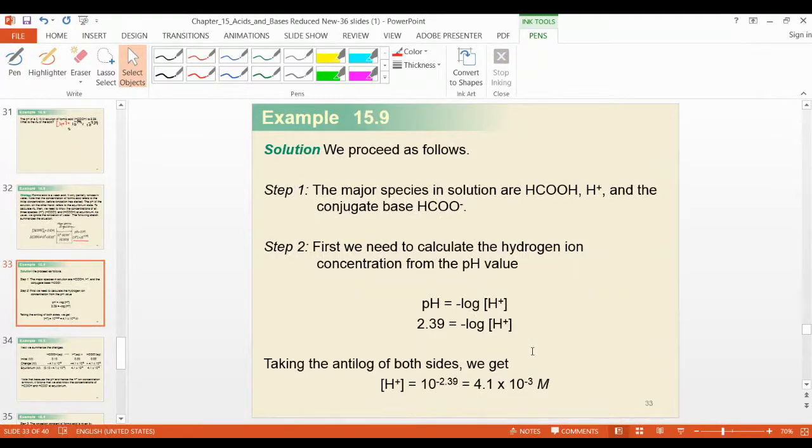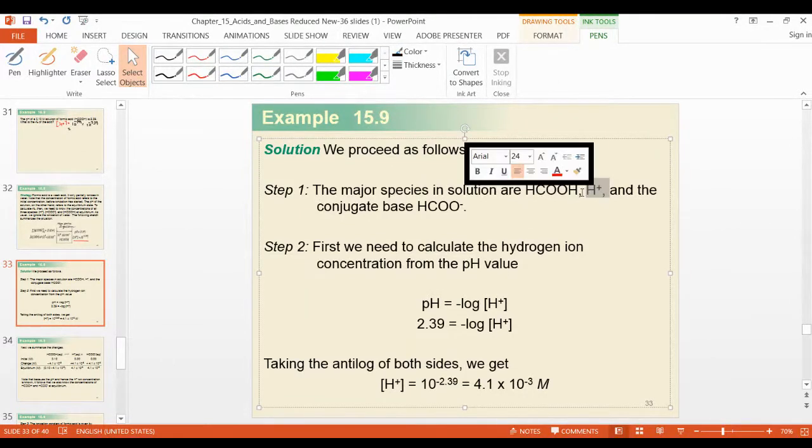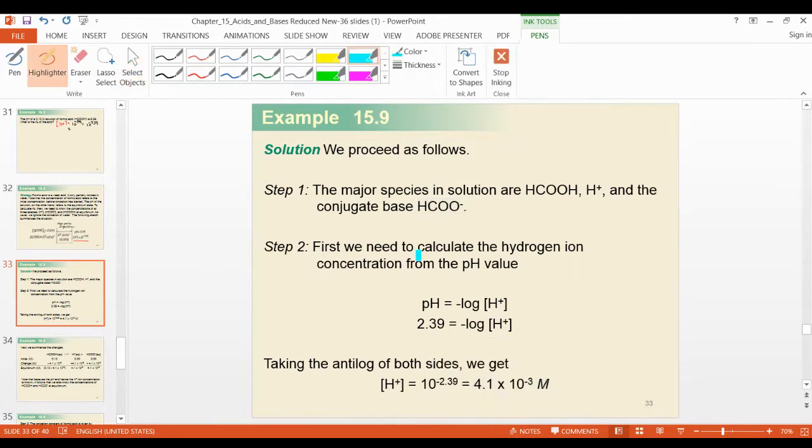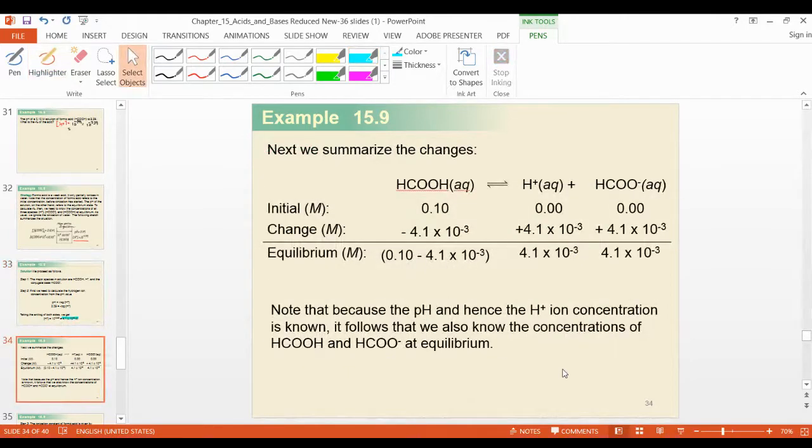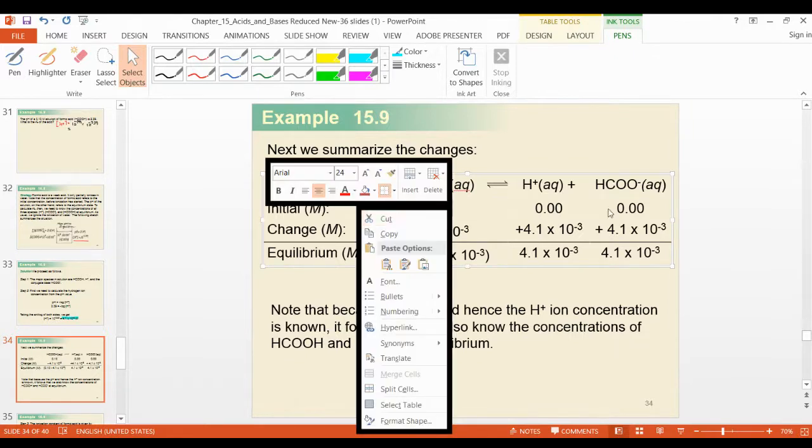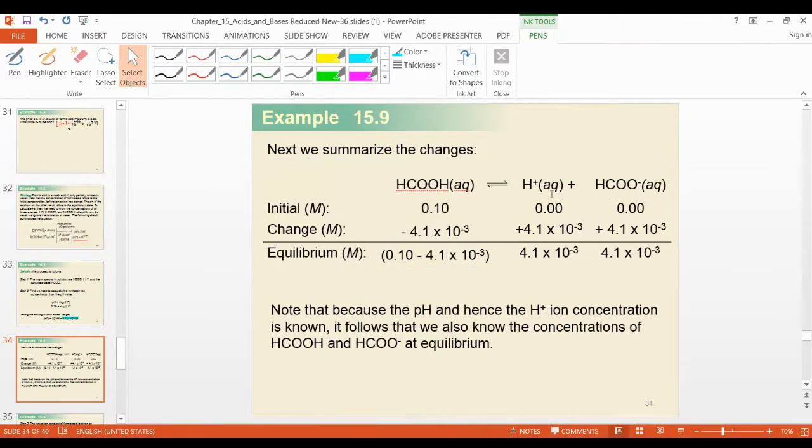Okay, the major species present in this example are formic acid, H plus proton, and formate ion. So the negative log is equal to 2.39, and from this you will calculate the H plus ion concentration, right? That H plus ion concentration present in the solution, then you have to use the ICE table. In the ICE table, you know that the initial concentration is 0.1 and the initial is 0.0 for the products.